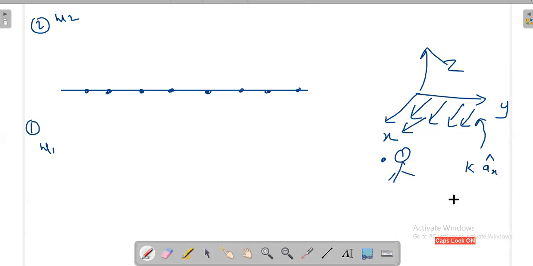Now my question is, what is the unit of the surface current? Anybody? Generally the unit of the current is ampere. Okay, the unit of the current is ampere.